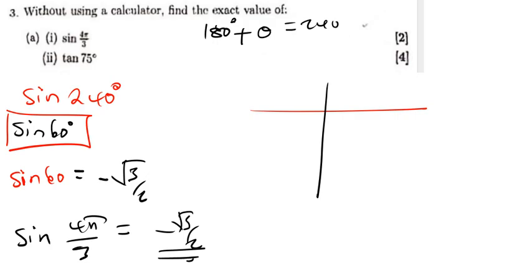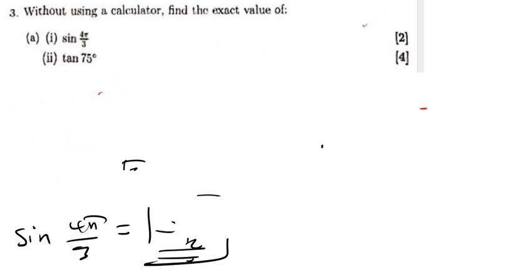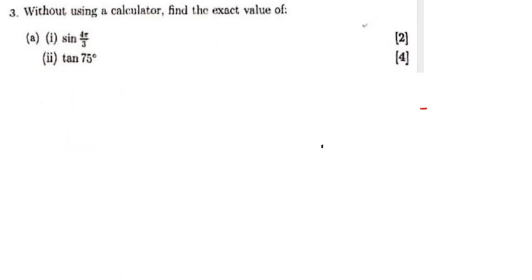So this is the answer for this question. That's why this question had 2 marks. And then the second one is the one which has got at least a lot of marks. Now let us look at the second one, which is saying find the exact value of tan 75.